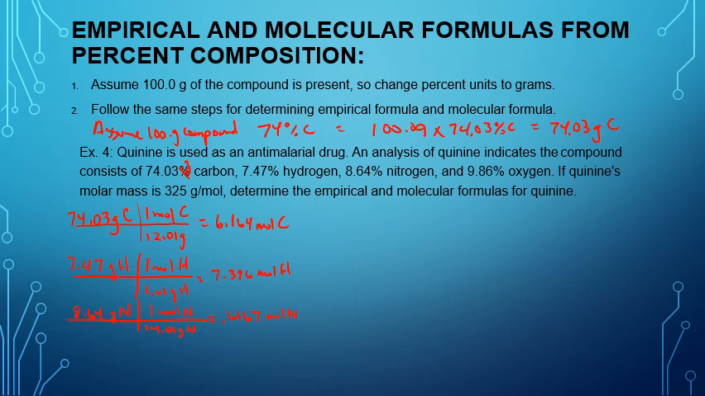And then lastly, we have 9.86 for our grams of oxygen. 1 mole of oxygen, 16.00 grams. And that will equal 0.6163 for the moles of oxygen. So I now have my number of moles for each element. So again, divide by the smallest number of moles. That would be the 0.6163.